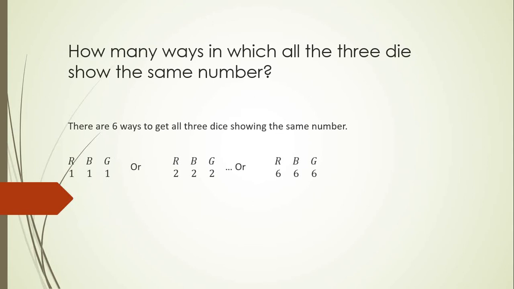Now we're gonna see how many ways all the 3 dice show the same number. So there are only 6 ways. So it's either red, blue and green, all of them show 1, or 2, or 3, or 4, or 5, all the way to 6. So there are 6 ways all the three dice show the same number, so it's only six ways.